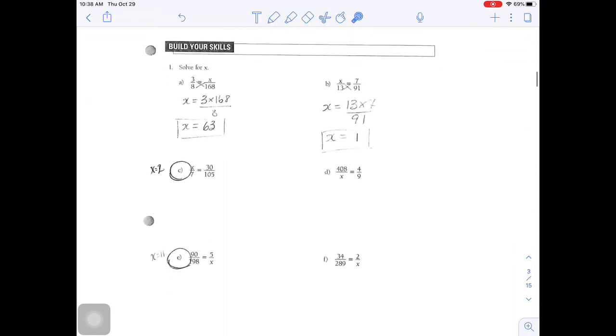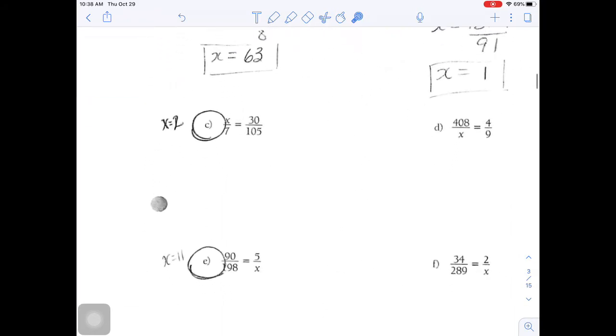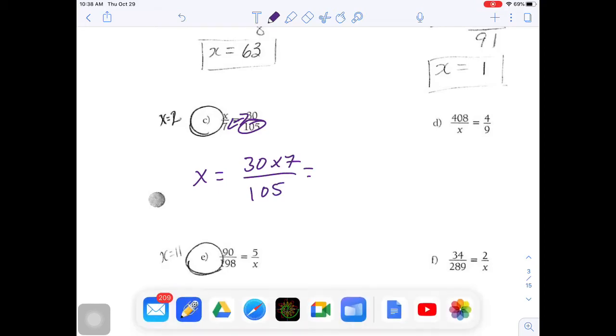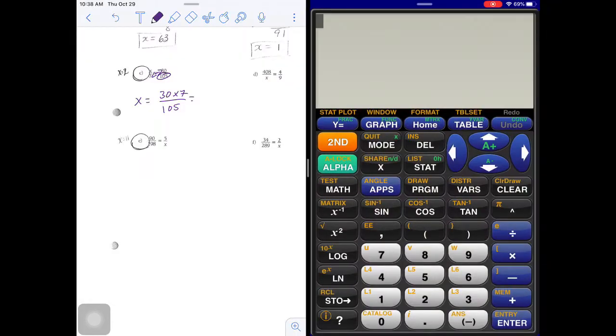So remember how that works. So you have some examples worked up there. I'll do a few with you here. So in order to solve this, we're going to cross multiply the two numbers and then divide the odd number out. So x is going to equal 30 times 7 divided by 105. And you're going to plug that into your calculator. 30 times 7 divided by 105, and you should get 2.